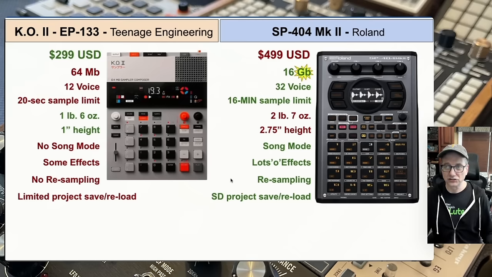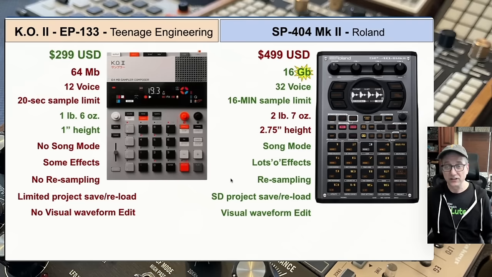Save and load of projects. The best thing about both these devices is it's auto-saving. So when you're working on a project, it does save the project state as you work. You don't have to worry about losing your work if you turn the device off. But on the KO2, you cannot actually offload single projects or reload single projects. You have to archive all 9 projects at once or reload all 9 projects at once. Whereas on the SP-404, you can do it one at a time to the SD card, which has plenty of capacity.